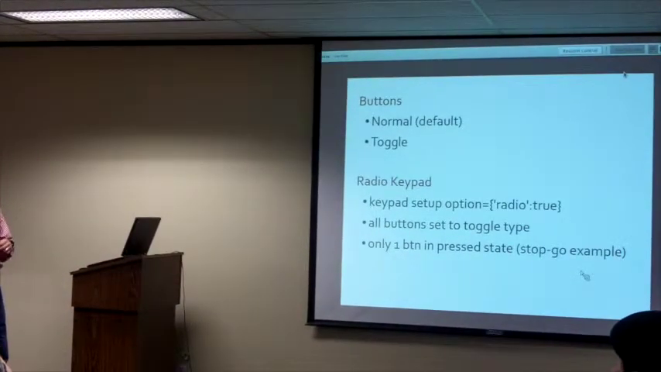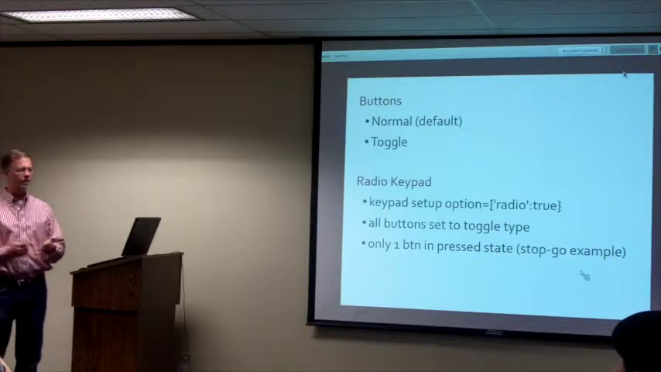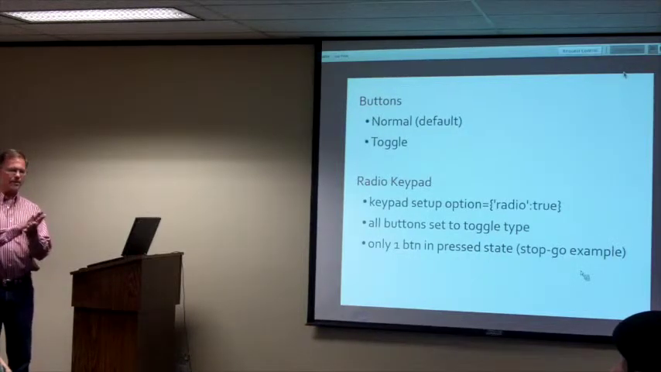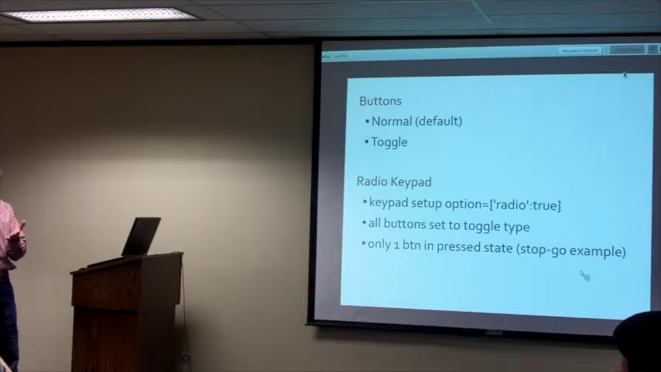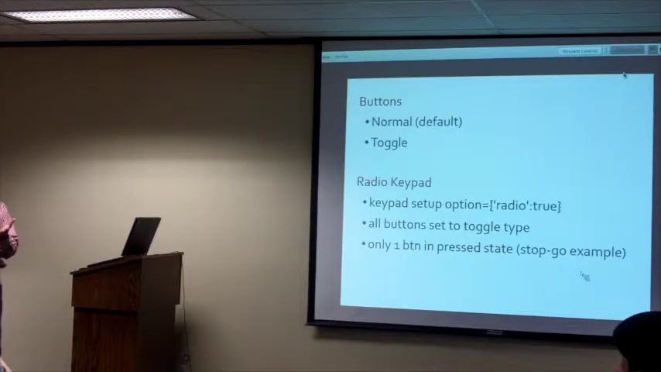The buttons can be the normal. A normal button by default, when you press on it, changes state to pressed. You let go of it, it goes to the out state. If it's set up as a toggle button, when you press it and release, it's going to stay stuck in until you press it and release it again, and it pops back out.